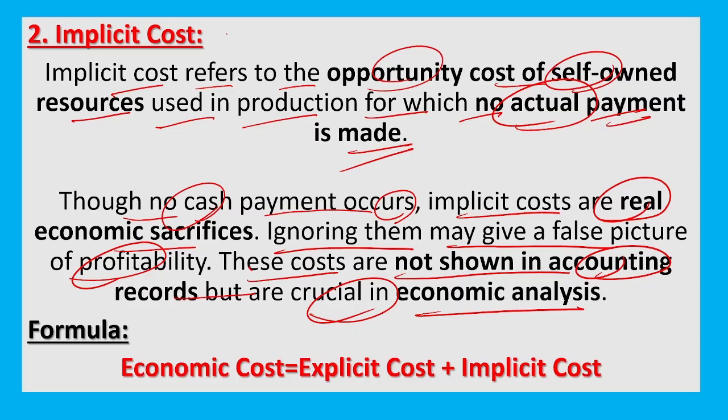Basically, here also we are trying to understand the concept of cost, but here the type is different. Implicit cost is such cost in which we are not actually paying up the money. But here, though the cash payment is zero, there are certain costs which are real economic sacrifices. Real economic sacrifices means, say for example, a certain cost which you are not mentioning in the books of accounts, but they are crucial and you will have to undertake them.